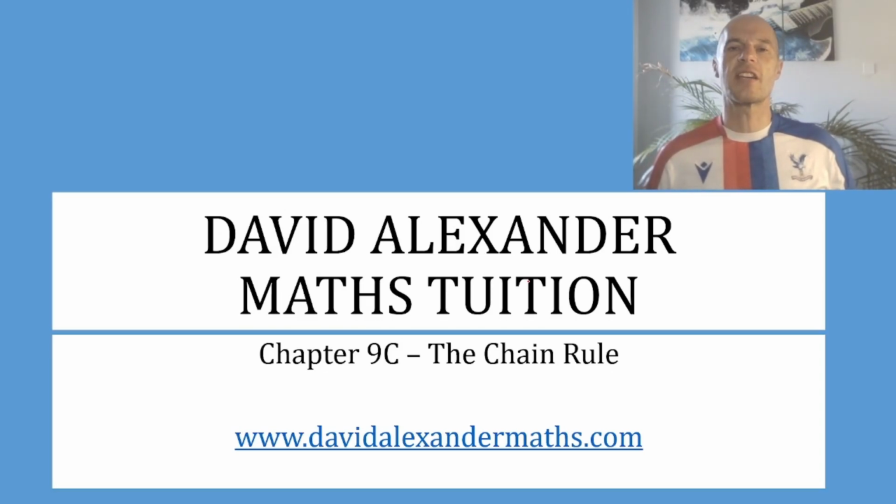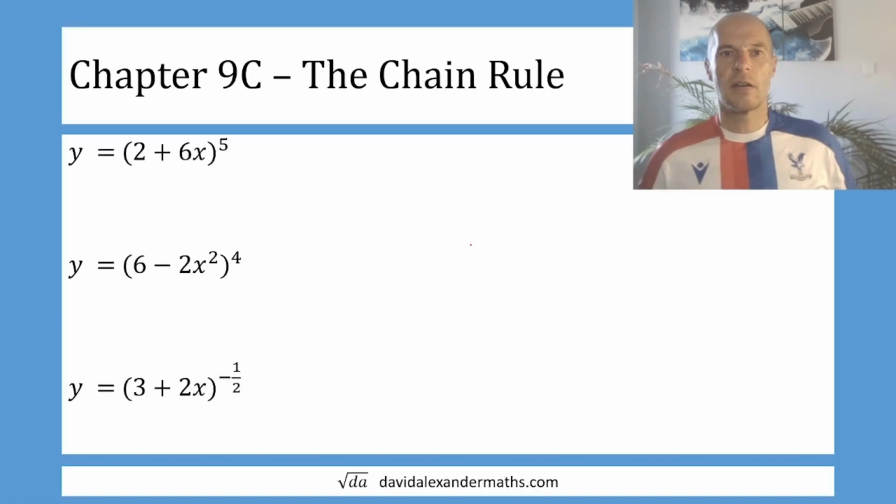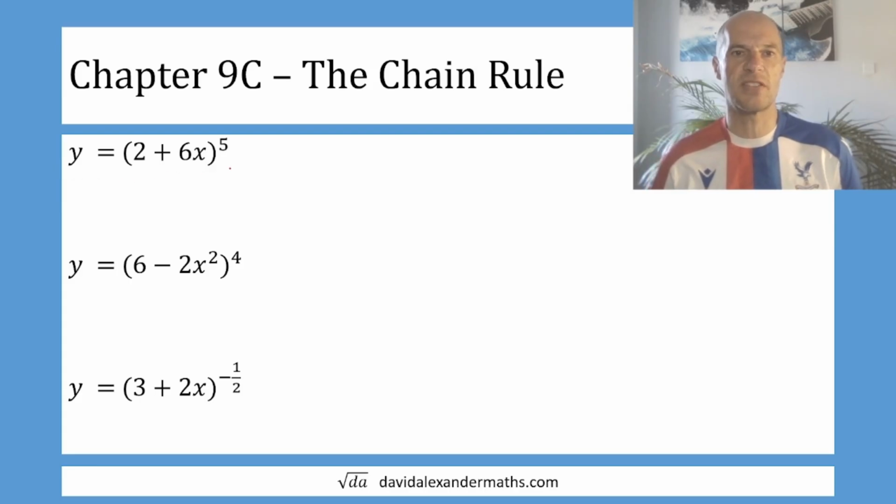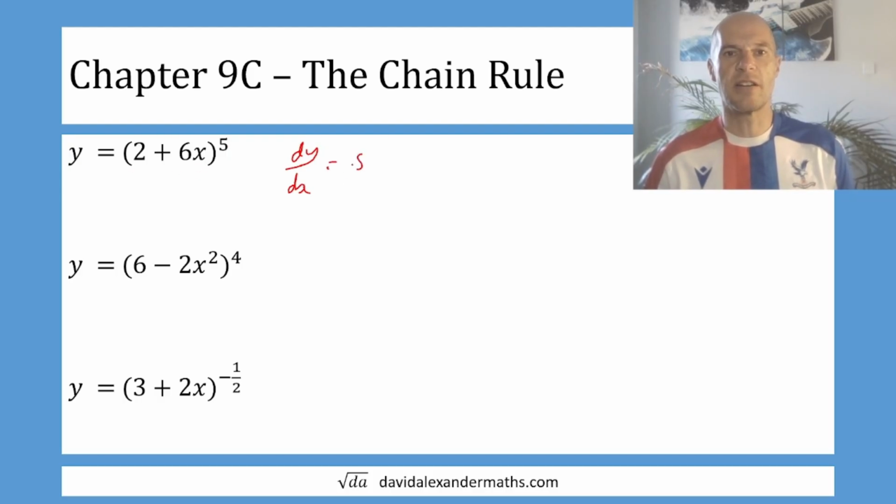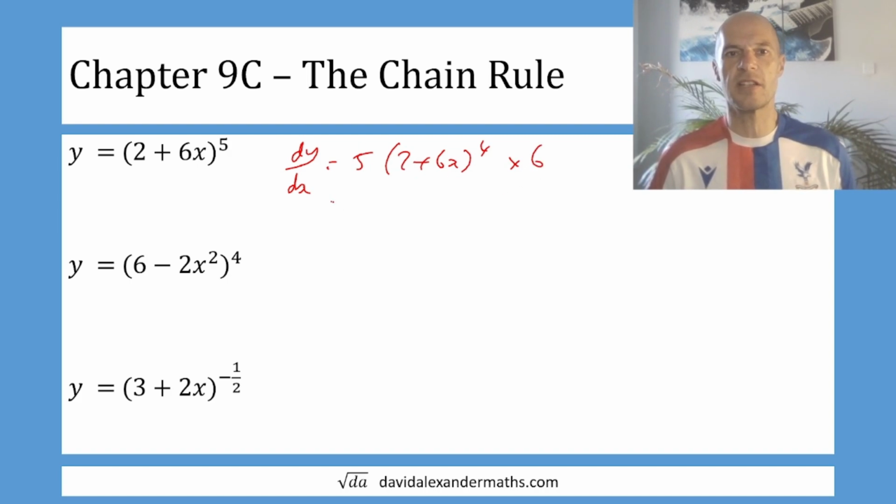This is chapter 9c on the chain rule. Okay, so using the chain rule, can we differentiate y equals 2 plus 6x to the power of 5? Well, the answer is yes, we can. It's really easy. All you need to remember is the power comes down to the front, reduce the power by 1, and then differentiate what's inside the brackets. So power comes down to the front, reduce the power by 1, and then multiply by the derivative of 2 plus 6x, which is just 6. 5 times 6 is 30, so that's 30 lots of 2 plus 6x to the power of 4.